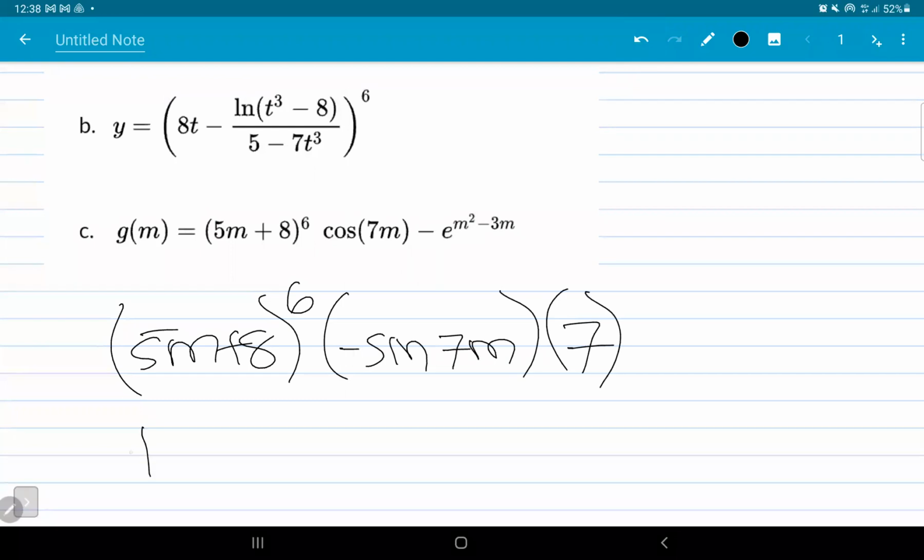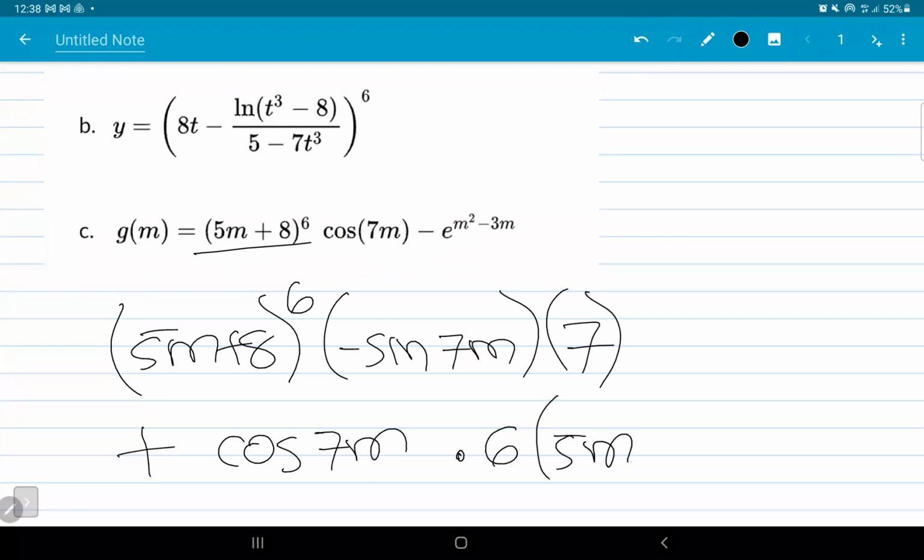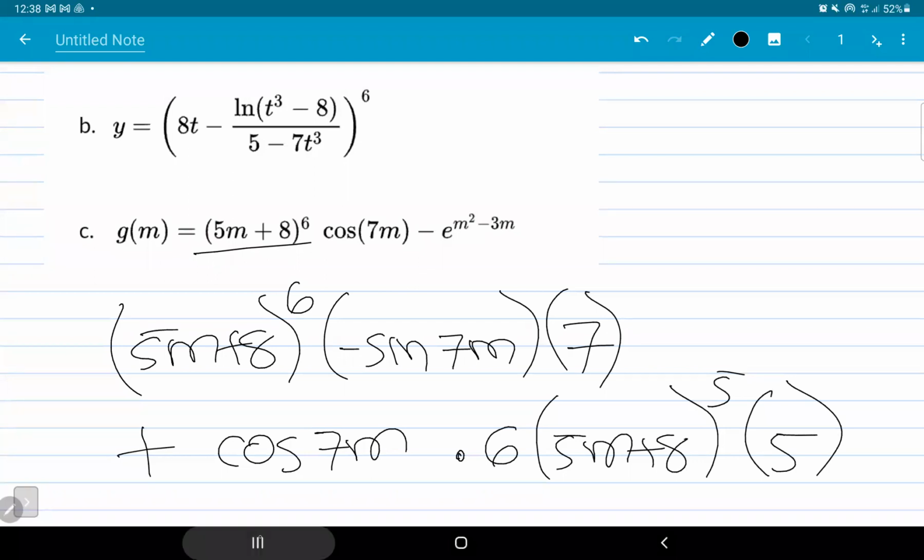And then plus the second function times the derivative of the first. So power rule lang yan. I need to see as 6, a 5m plus 8 to the 5. And then don't forget, i-differentiate pa to. Times 5. There. Any question?